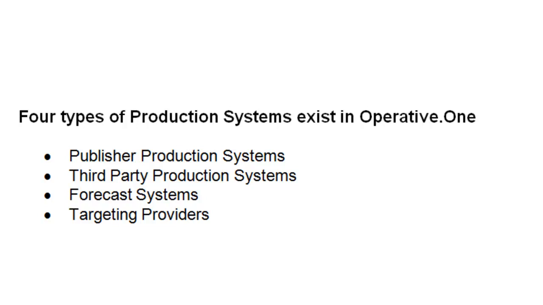Check with the operative team to verify whether you can integrate the production system using API-enabled integration or whether you should use flat files for integration. For descriptions of production systems using API-enabled integrations for Operative.One, see the content in the Production Systems item page.